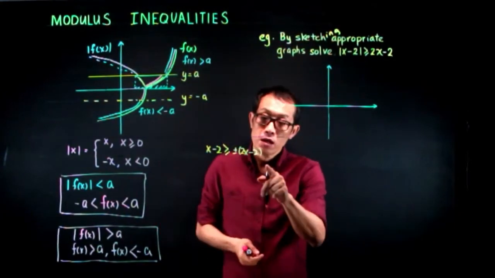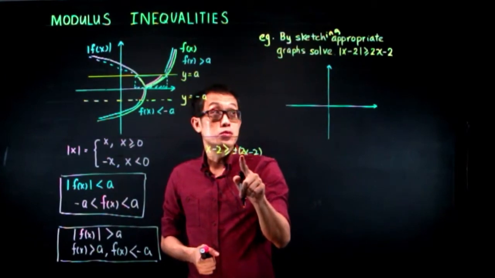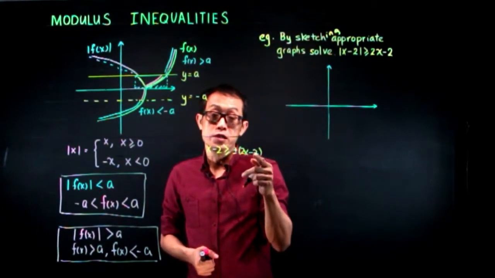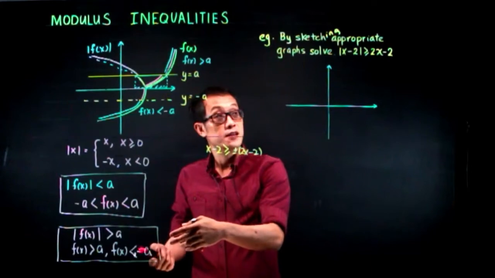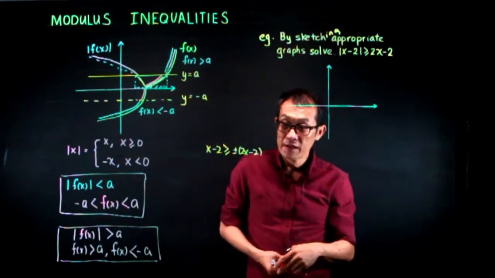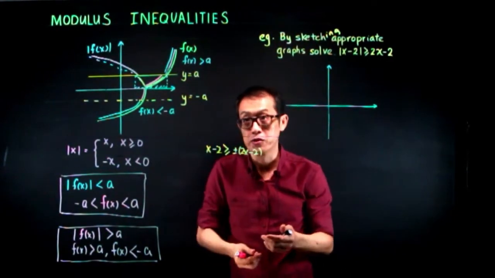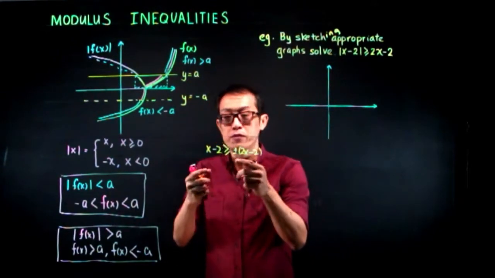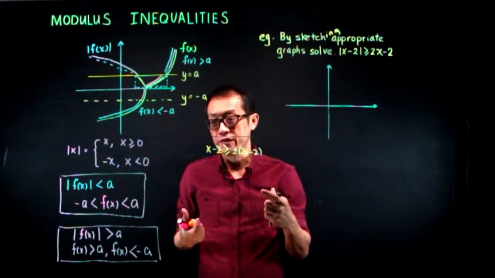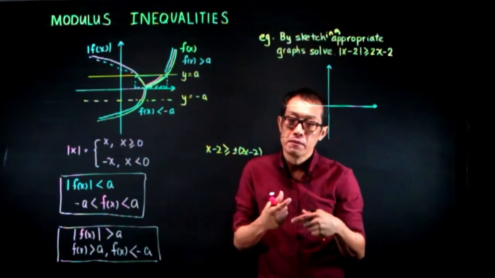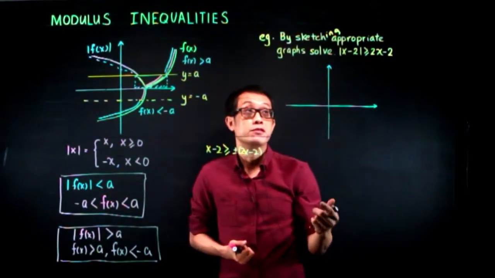Why? Because when you do this, you are not sure whether 2x minus 2 is positive or negative. Because if it's negative, you must flip the sign. So you are not sure because it's a modulus. Now I will not go into detail. You can try on your own. Some of you in Sec 4 might just do it blindly. I always tell my students, no, try to do it with the help of a graph. You can also do it algebraically, but sometimes it's quite hard to visualize. So I rather you do it by sketching a graph.